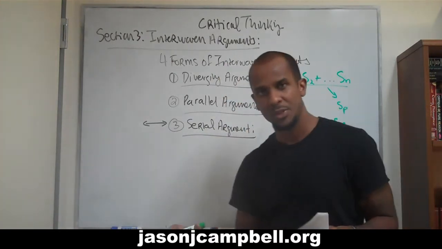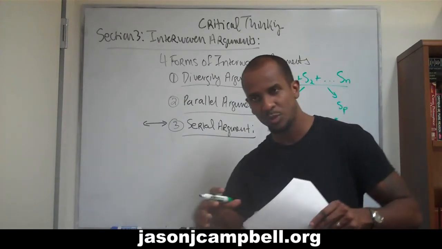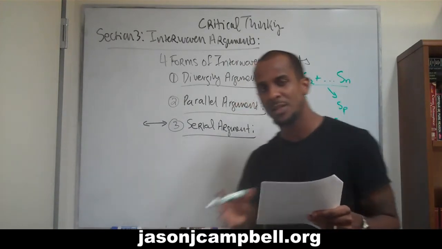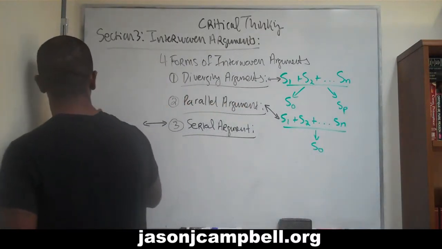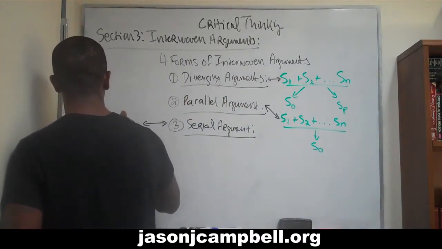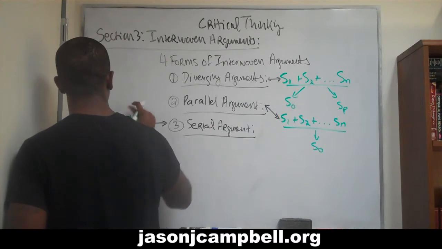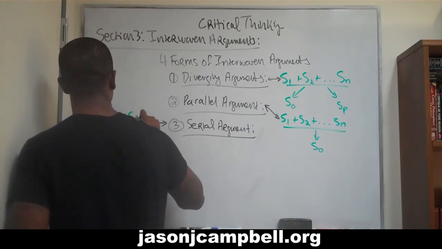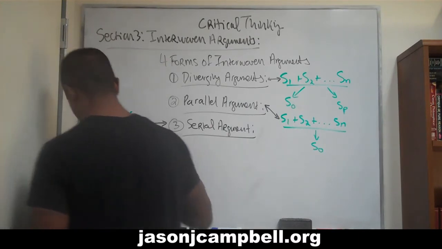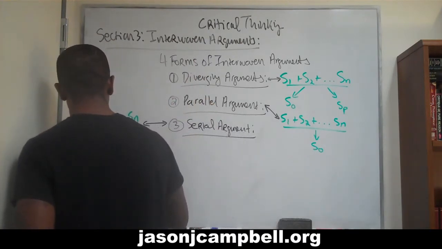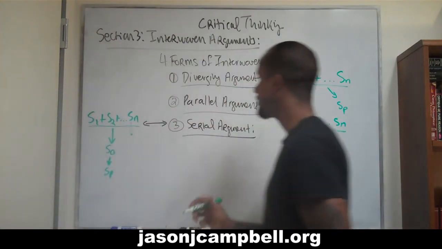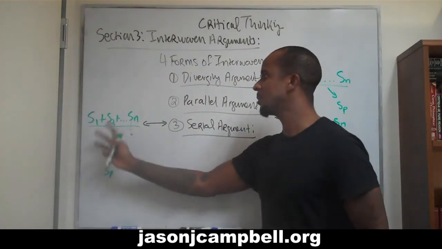It's not the same, per se, and there are ways to transform this and make it very, very complex, but it's the general structure, right? So it's S1 plus S2 plus dot, dot, dot, Sn leads me to my first element, O, and then that leads me to P, right? So that's the format of a serial argument.